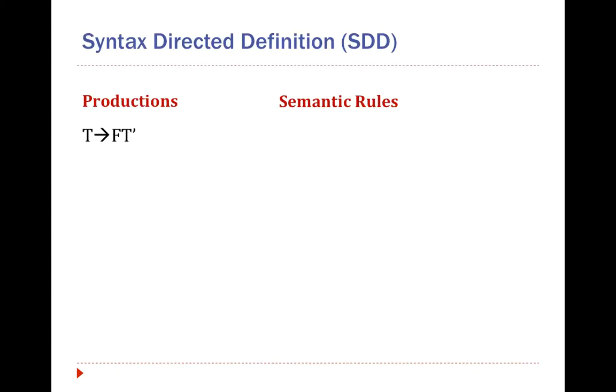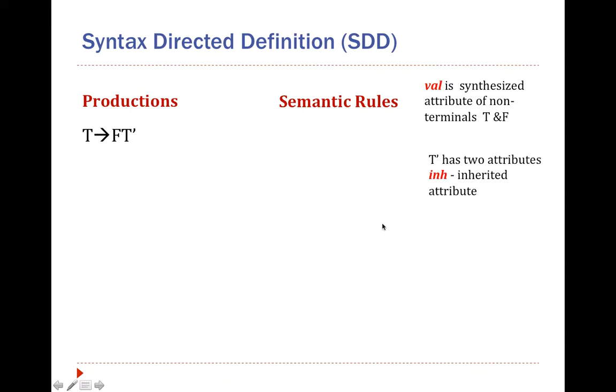Now the next one is an example on inherited attributes. Here we are using val as a synthesized attribute for the non-terminals T and F, and for T dash we are using two attributes, that is the inherited attribute and the synthesized attribute. So T and F have only the synthesized attribute, and T dash has both inherited and synthesized attributes.